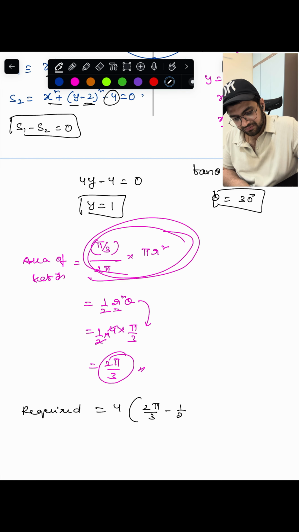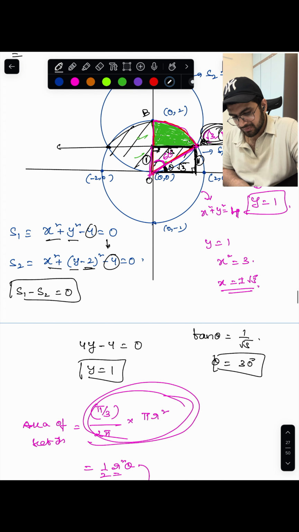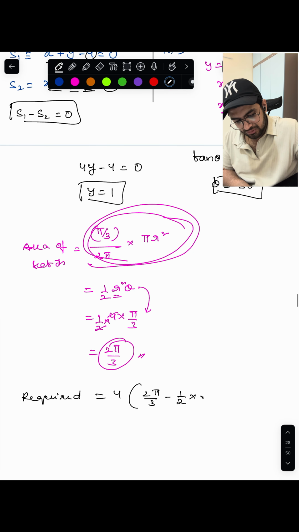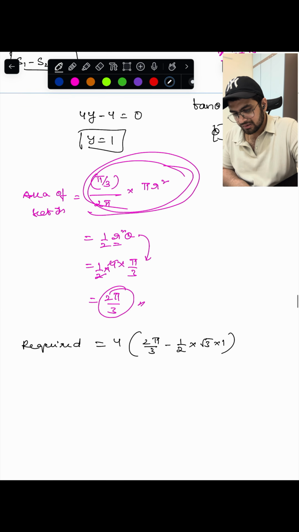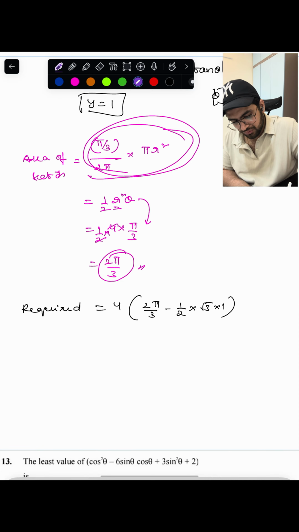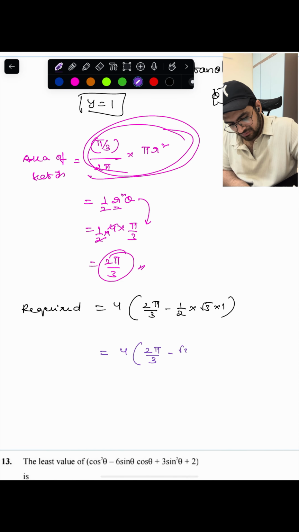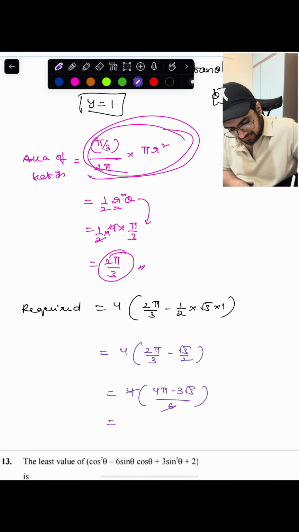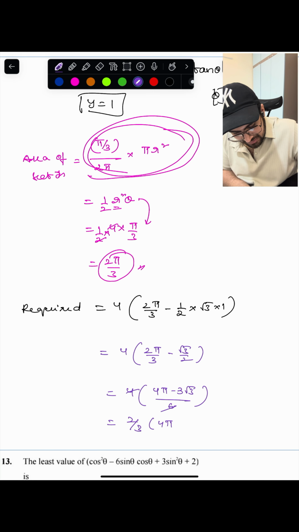The area of the triangle is half into base. What is the base? The base is clearly root 3. What is the height? 1 unit. So root 3 into 1, done. Now 4 times of 2 pi by 3 minus root 3 by 2. Take the LCM: 4 times of (4 pi minus 3 root 3) by 6. So 2 by 3 times of (4 pi minus 3 root 3).